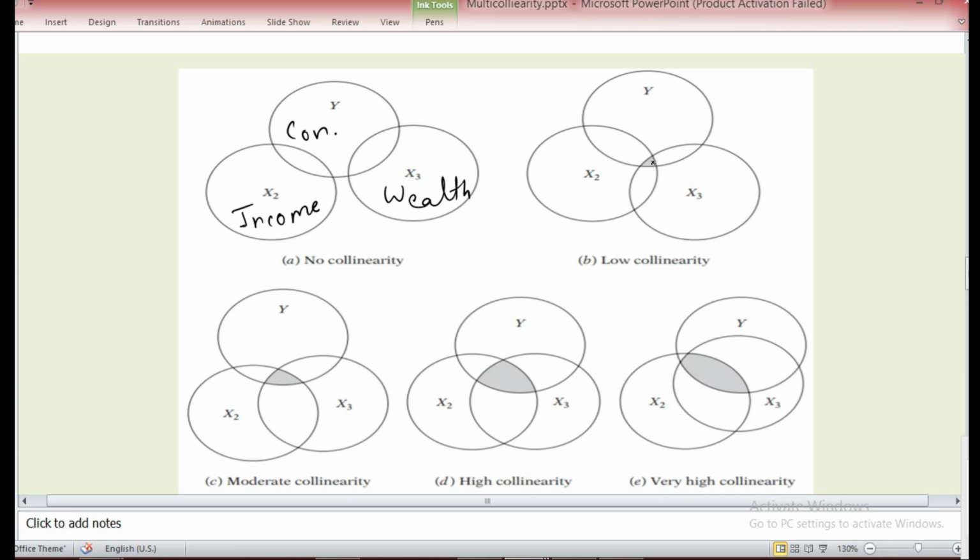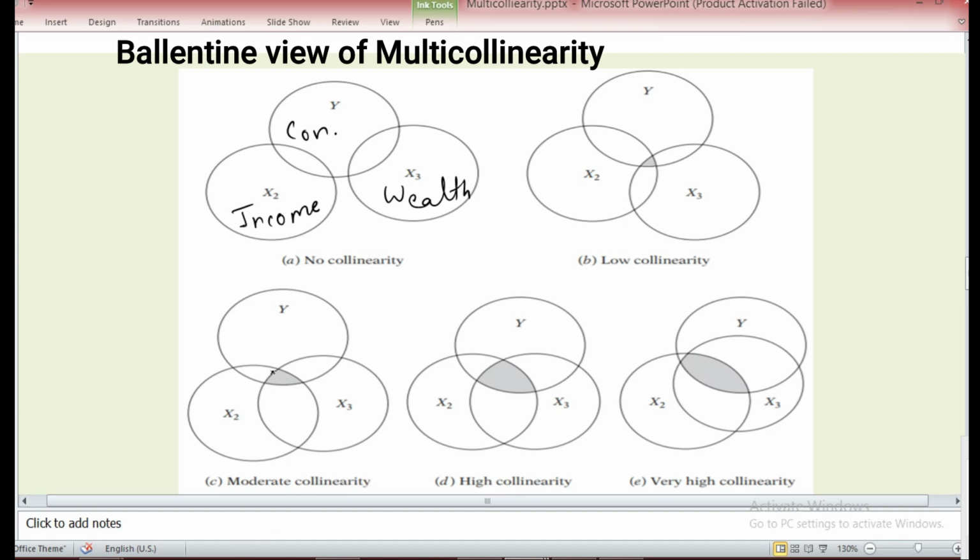Here you can see that low collinearity exists. Say in some sample, income and wealth are correlated to some extent. Here you can see moderate collinearity, because the magnitude is greater and increasing, and this one is very high collinearity. Here you see high collinearity. So these are some visual explanations from which you can understand the concept of multicollinearity clearly.